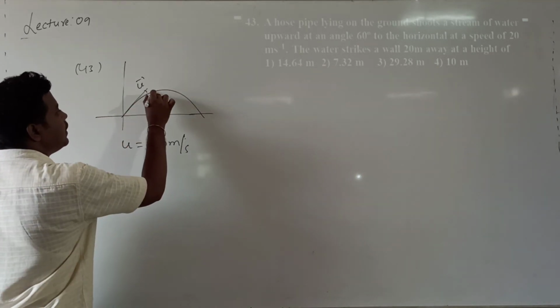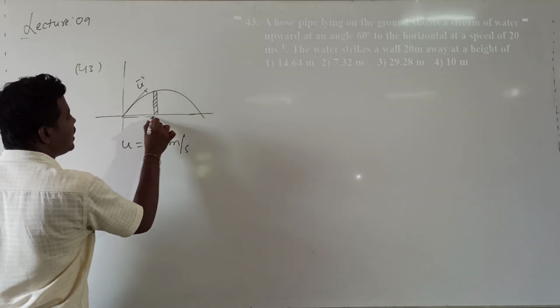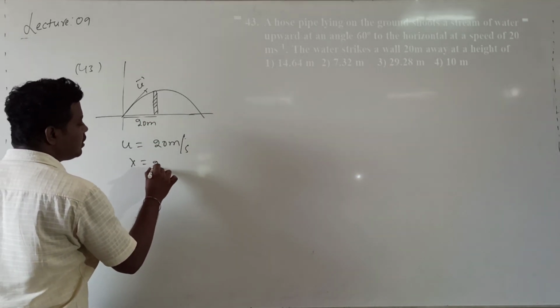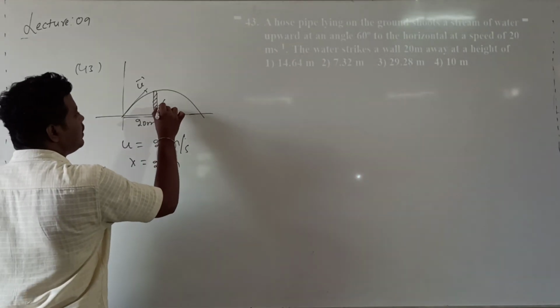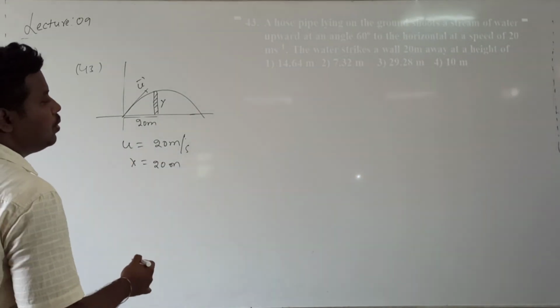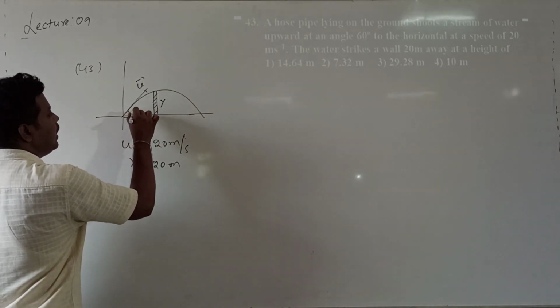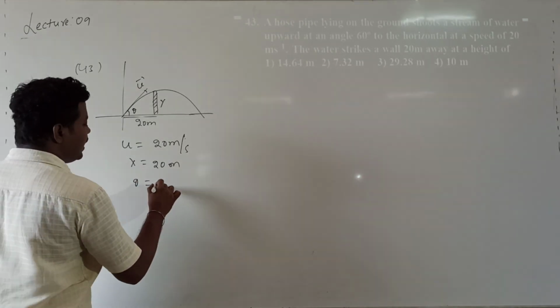Somewhere here one wall is there. How much distance is the wall? It is 20 meters away. This is nothing but the horizontal distance, which is equal to 20 meters. Now they are asking us to calculate the height of the wall, that is y1. Theta is given: the angle of projection is 60 degrees.